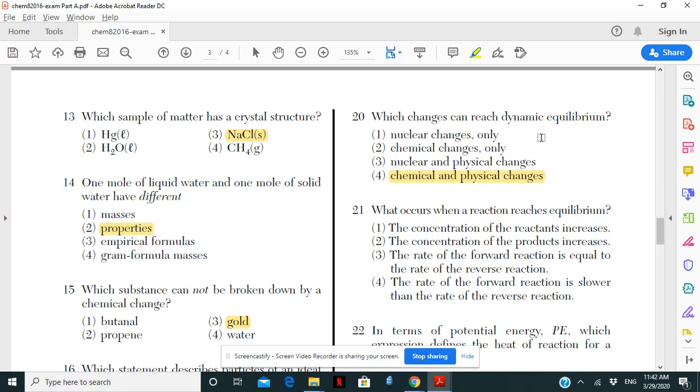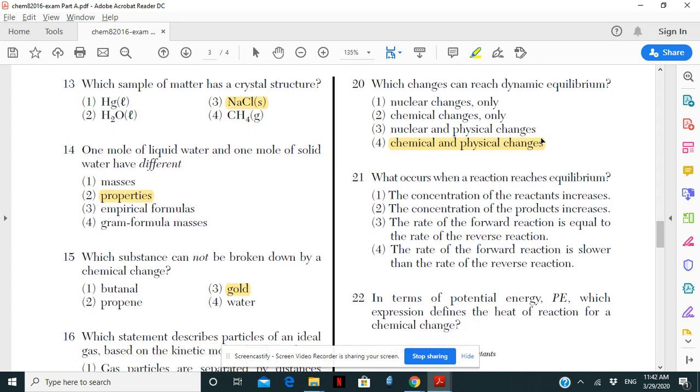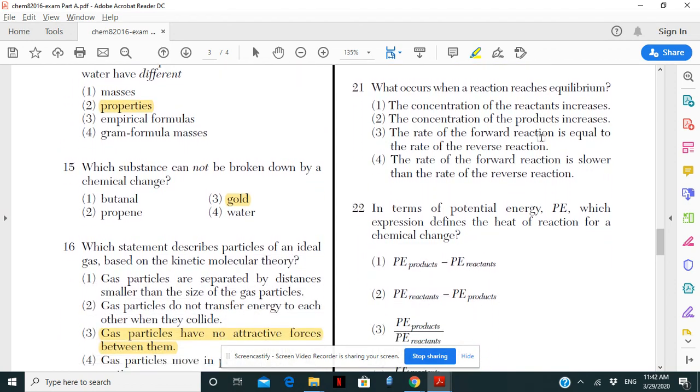At the same time, removing a product is going to shift the equilibrium. But in nuclear change, you're going to have loss of mass, like energy, and chemical change, as I told you before, physical. Like if you remember the example about melting ice, when the ice melted. Question number 21.